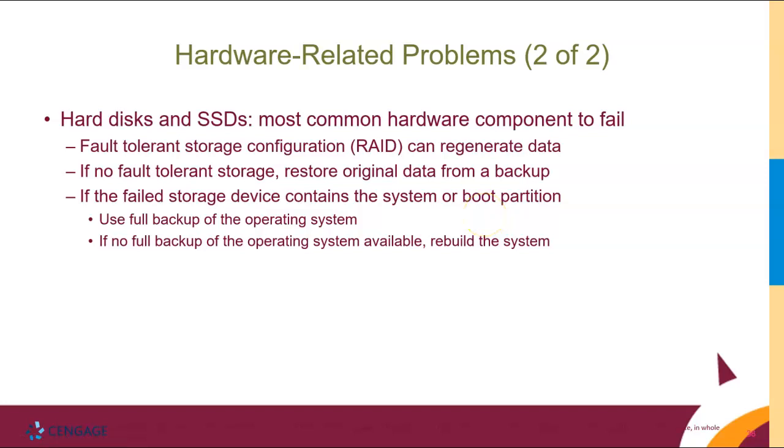Another common hardware component to fail is a hard disk or solid state drive. If you have a fault tolerant storage configuration, RAID can regenerate the data. If it's not fault tolerant storage, you would have to restore the original data from backup. If the failed storage device contains the system or boot partition, then you have to use a full backup of the operating system. If there is no full backup of the operating system available, then you would have to rebuild the system.